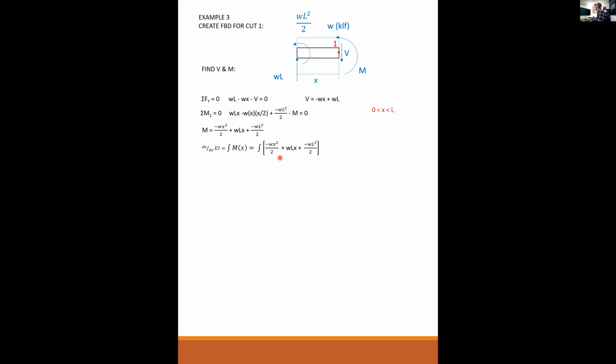And so I take the integral of this whole expression here, minus wx squared over 2 plus wLx minus wL squared over 2. And that gives me minus wx to the third over 6 plus wLx squared over 2 minus wL squared x over 2 plus C1, the constant of integration.